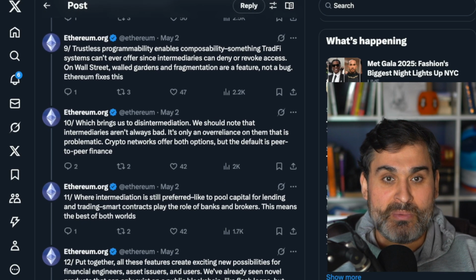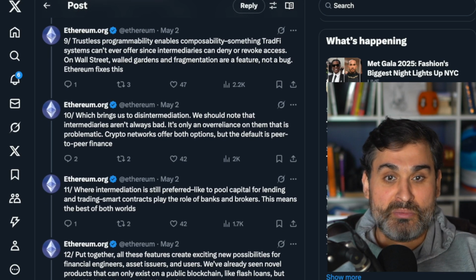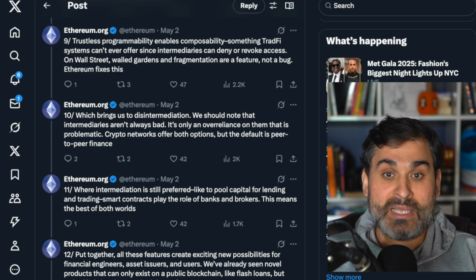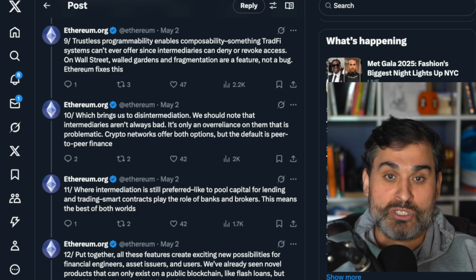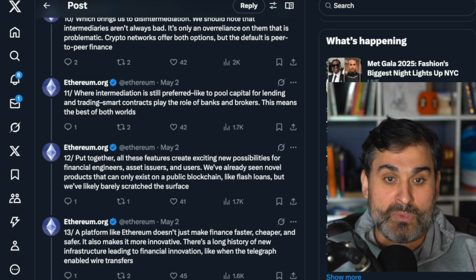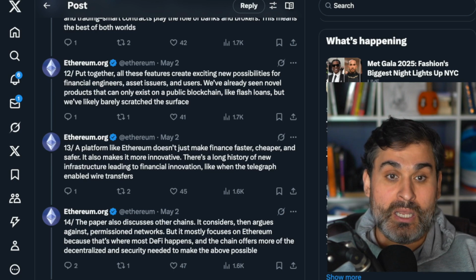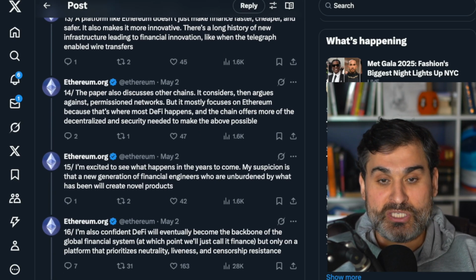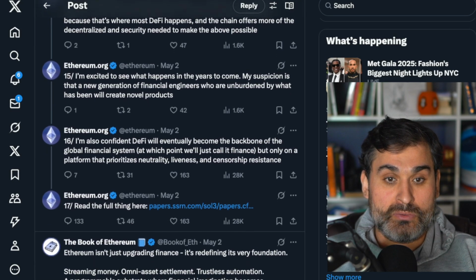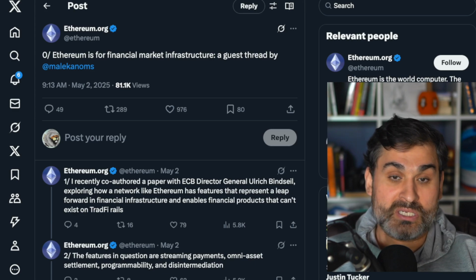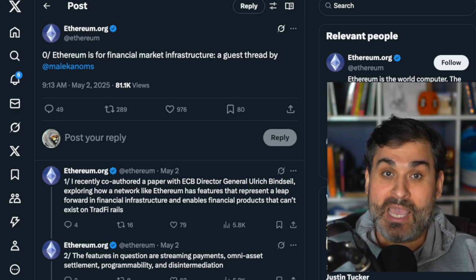And then there's more information about trustless programmability and disintermediation as well, about how intermediaries are not always bad, but an over-reliance on them is what is problematic, and crypto networks should offer both options, but the default is peer-to-peer finance. And then he goes on to talk about how a platform like Ethereum doesn't just make finance cheaper, faster, and safer, it also makes it more innovative. There's a long history of new infrastructure leading to financial innovation, like when the Telegraph enabled wire transfers. So there's more information here, and you can read the full paper by Omid, but this is really, really cool to see that Ethereum is literally building better financial rails for the whole world's financial system, and that is something I am incredibly excited about.